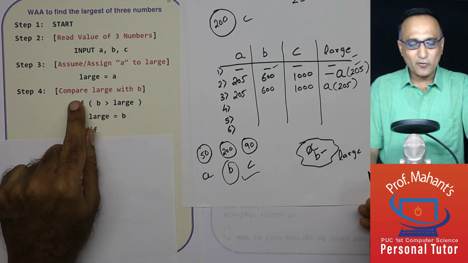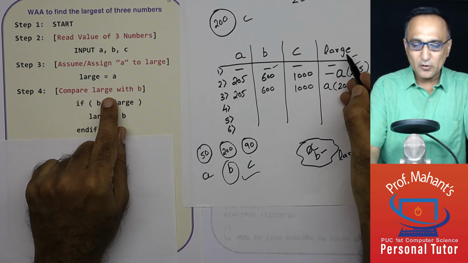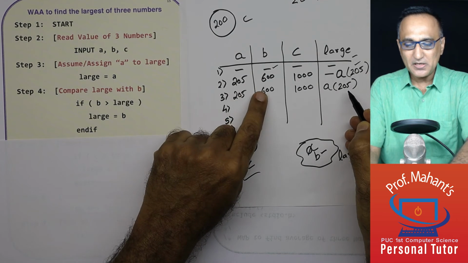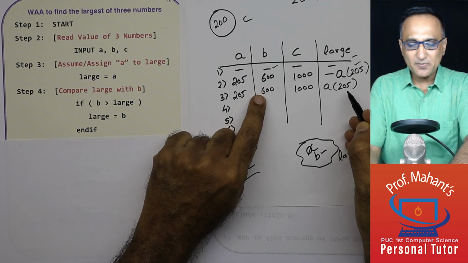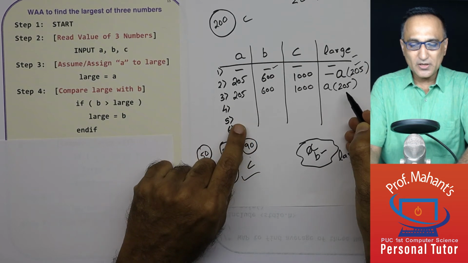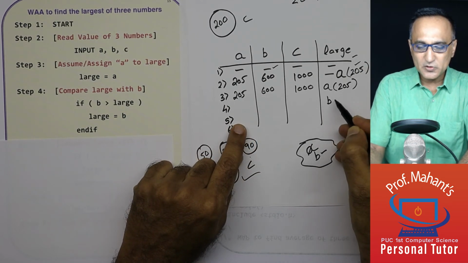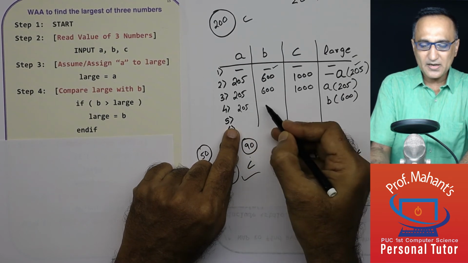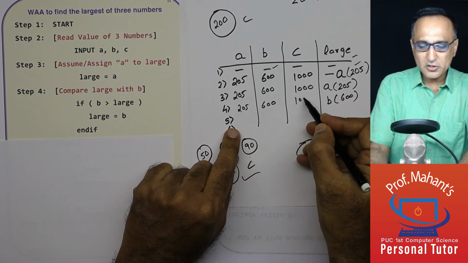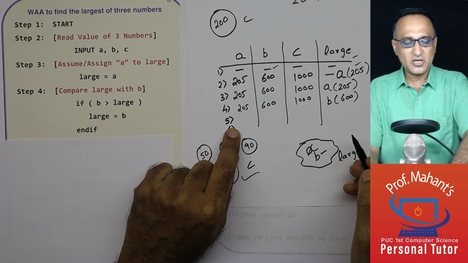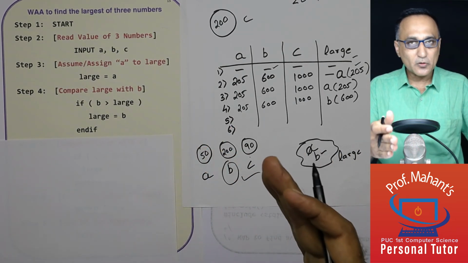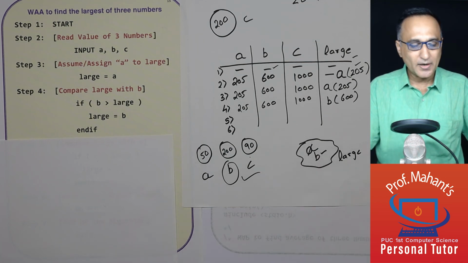In step number 4, I am comparing large, the value in large, which is 205, with B. B is 600. Which is bigger, B or 205? 600 is bigger. So in this step, my new large becomes B with the value 600. These all remain unchanged. Then I have done processing A, I am done processing B. I need to go and look at C.